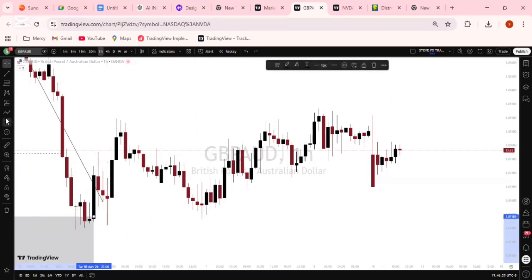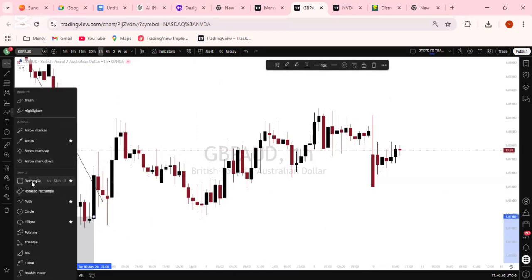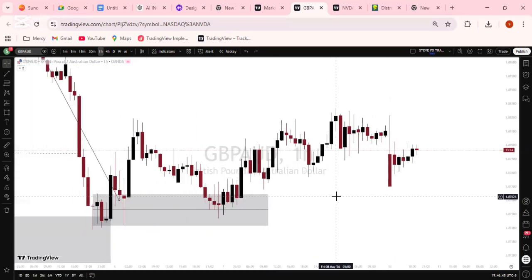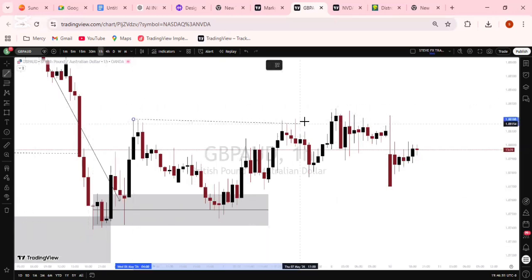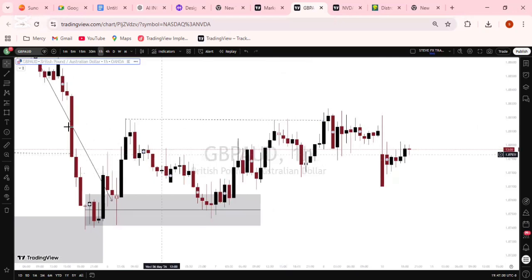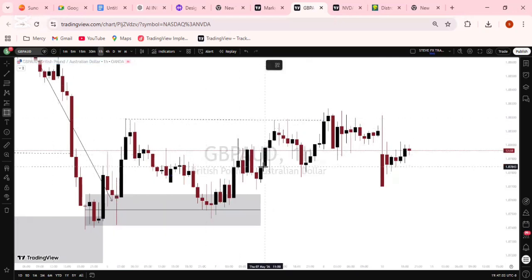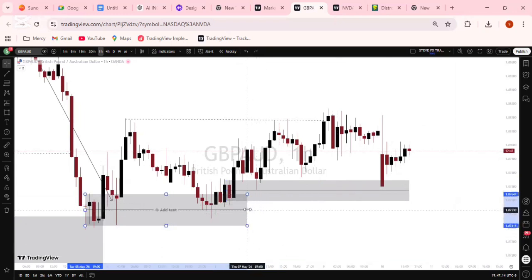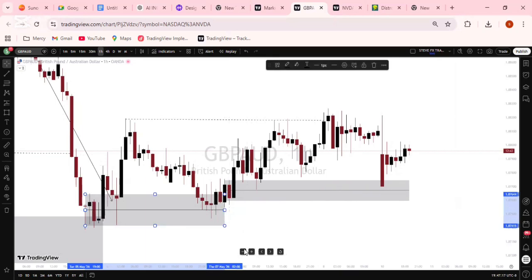we had another block being reacted on from this particular point. And on this zone we had a break of structure at this particular point. Now the market opening brought the market to react to this zone as well. So this is what we are seeing on GBPAUD.